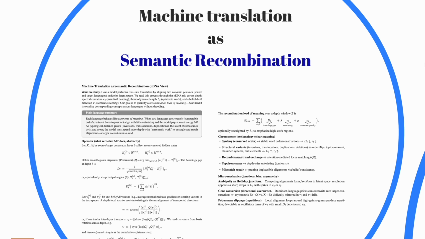When the genomes carry inversions or translocations, the strands must be untwisted and realigned before copying. That extra untwisting and rerouting is exactly what our torsion and distance terms capture. Attention plays the role of the homology search. The clean splice itself is measured by total epistemic effort, the work needed to align, untwist, and carry meaning across depth.